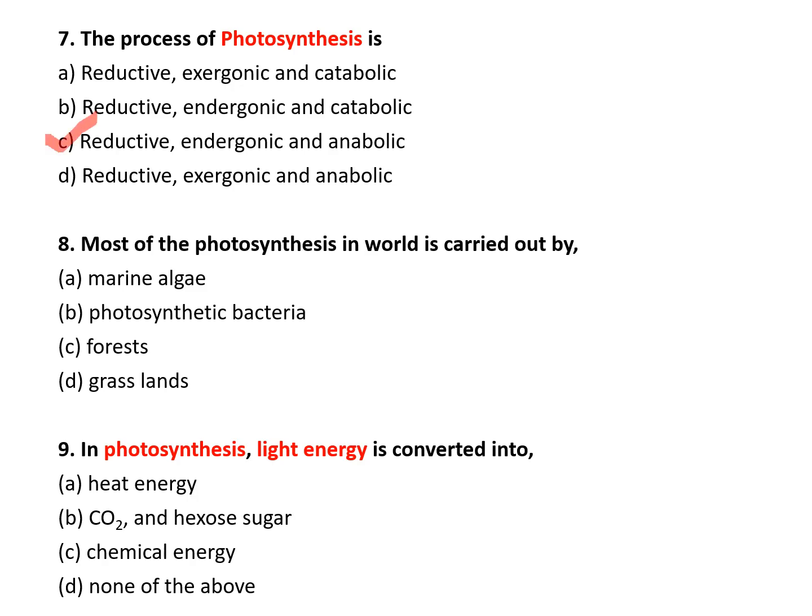The next question number 8. Most of the photosynthesis in the world is carried out by option A marine algae, option B photosynthetic bacteria, option C forest, option D grassland. Correct answer is option A marine algae. The next question number 9. In photosynthesis, light energy is converted into option A heat energy, option B carbon dioxide and hexose sugar, option C chemical energy, option D none of the above. The correct answer is option C chemical energy.